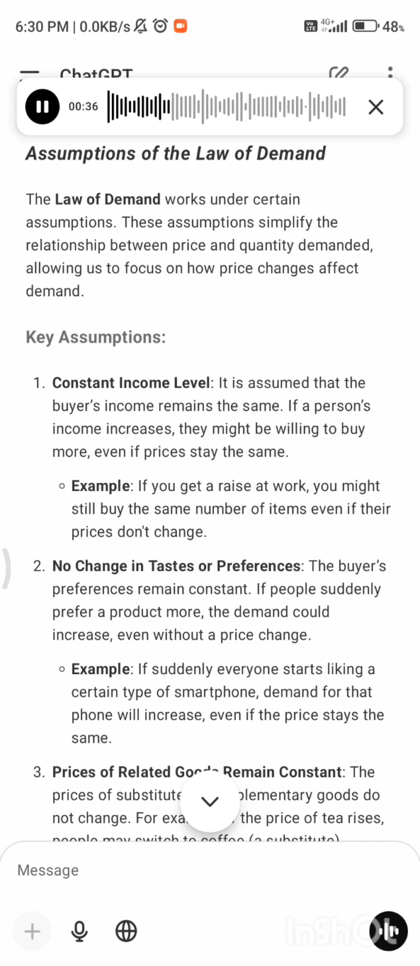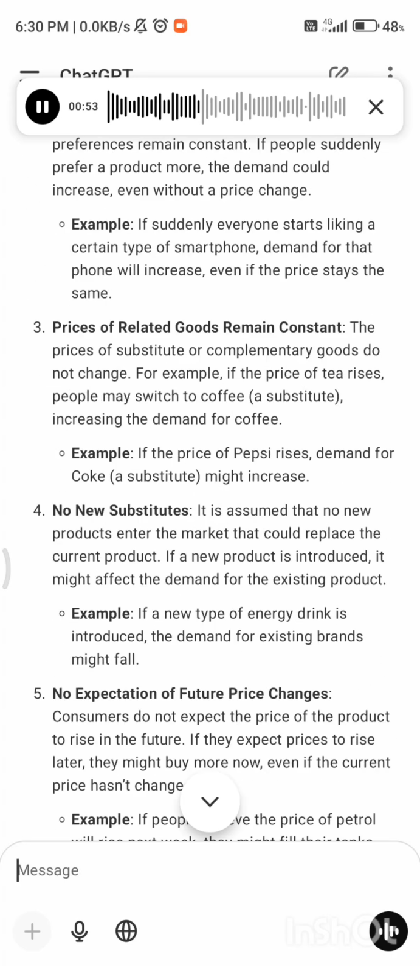The buyer's preferences remain constant. If people suddenly prefer a product more, the demand could increase, even without a price change. Example: if suddenly everyone starts liking a certain type of smartphone, demand for that phone will increase, even if the price stays the same.